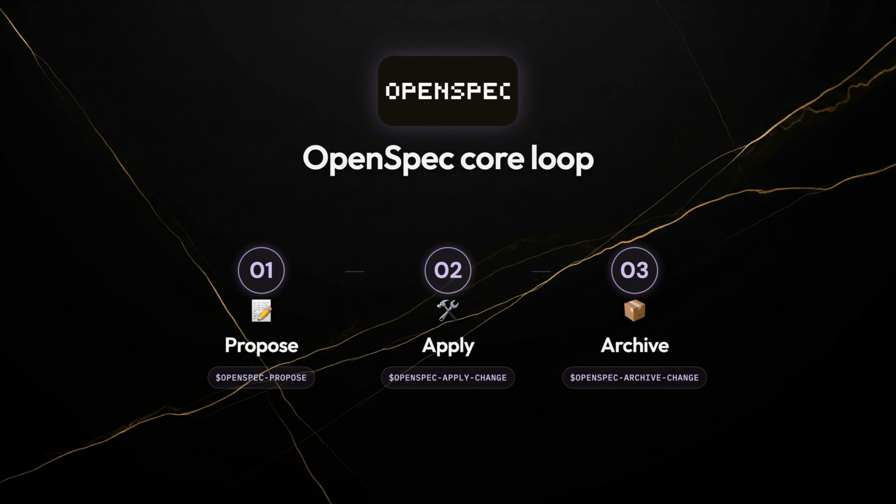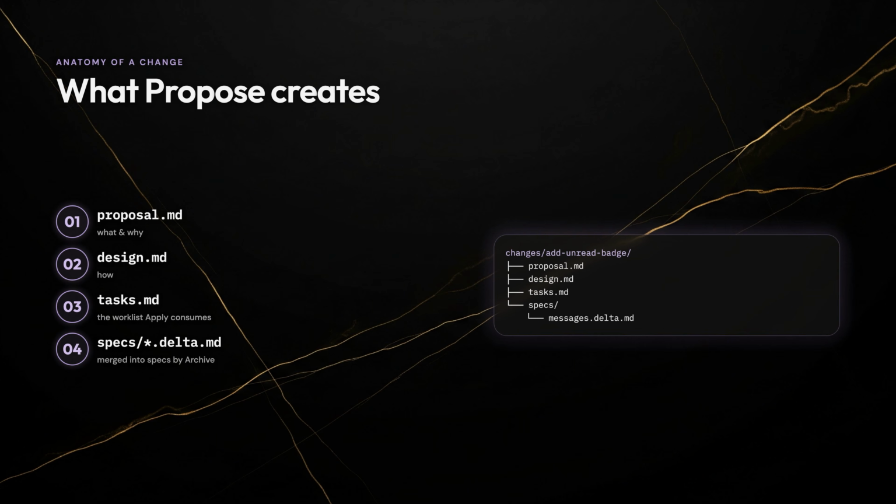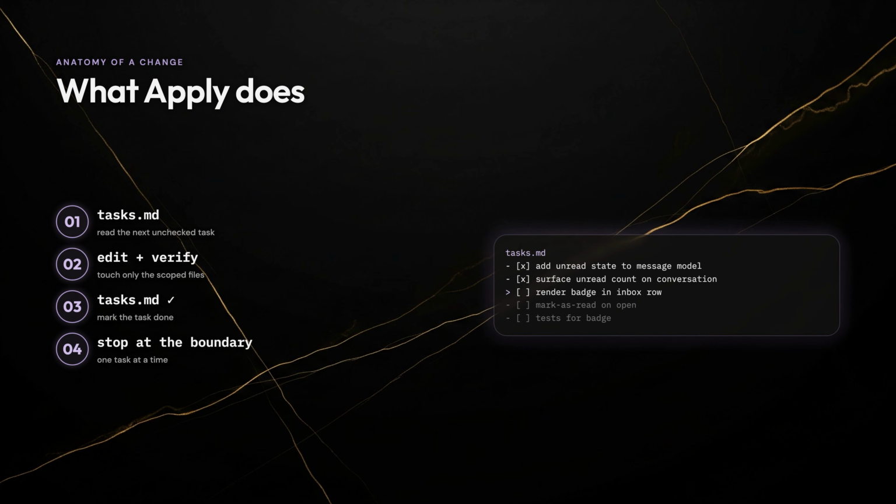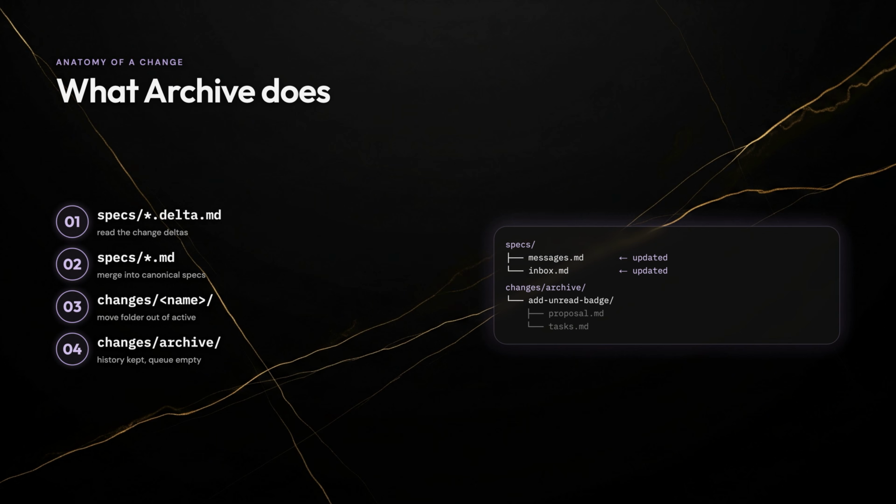OpenSpec is much smaller conceptually. The core loop is OpenSpec propose, OpenSpec apply change, and OpenSpec archive change. Propose creates a change folder with proposal MD, design MD, tasks MD, and delta specs. Apply works through the task list. Archive merges the delta specs into the canonical specs. For a small change, this is basically the whole flow.